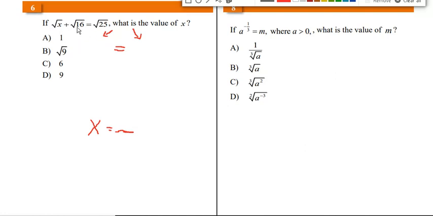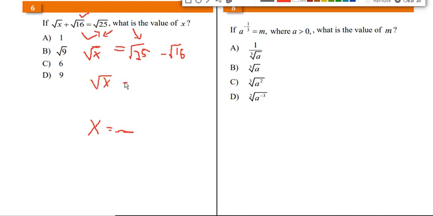So root x plus root 16, here we have a number term, so we will just shift it to the right hand side. We will write root x here. If I shift root 16 to the right hand side, it will change its sign. So we will get root 25 minus root of 16. This will give us root x.